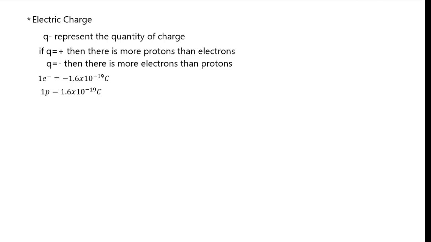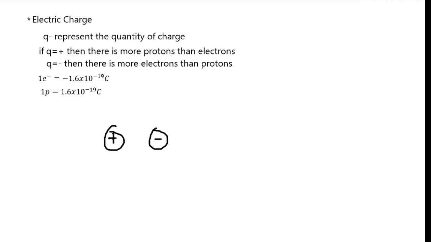Hi everyone. Today I'm going to explain electric charge. So what is electric charge? Electric charge is basically a property of matter. Every matter is composed of electric charge. Our body, everything, like your notebook, your pencil, every matter is made up of electric charge. Electric charge can be positive or negatively charged.